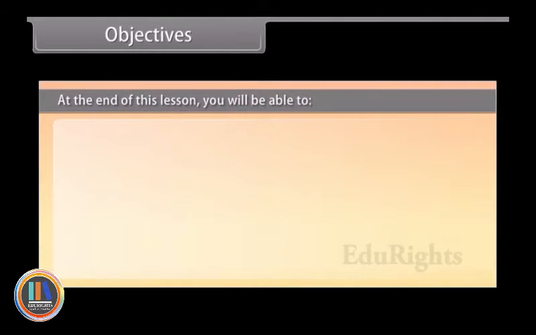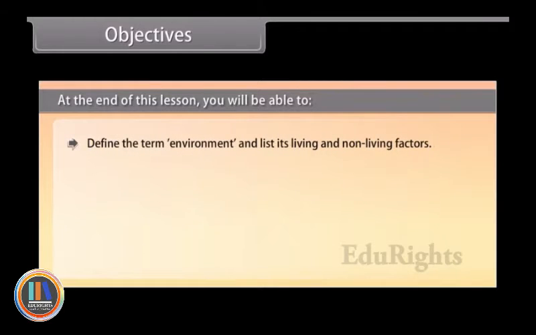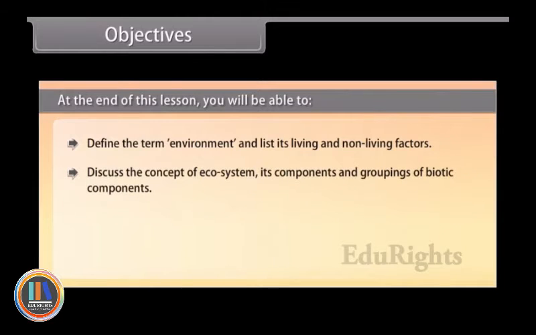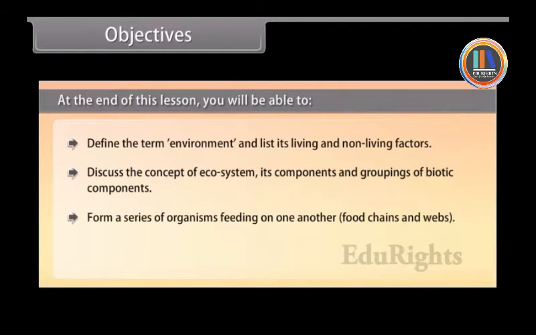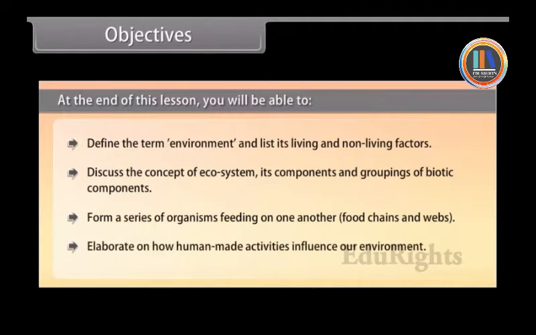Objectives. At the end of this lesson, you will be able to define the term environment and list its living and non-living factors. Discuss the concept of ecosystem, its components and groupings of biotic components. Form a series of organisms feeding on one another, food chains and webs. Elaborate on how human-made activities influence our environment.